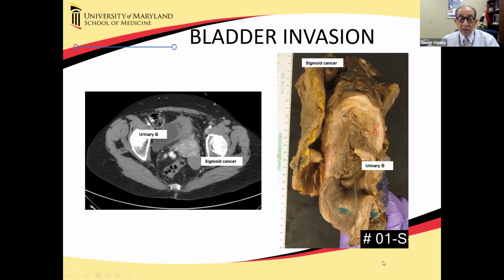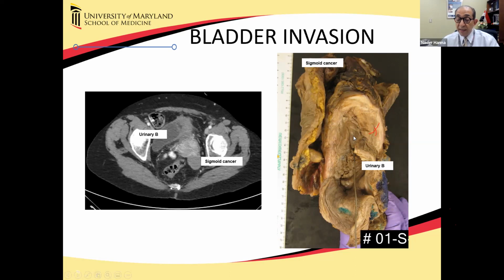This is a tumor in the sigmoid colon, sigmoid cancer. You can see it's clearly invading into the bladder here. And we can see here, this is the specimen when we took it out. And you can see there's a clear fistula into the bladder from the sigmoid cancer. And you can see it right there.